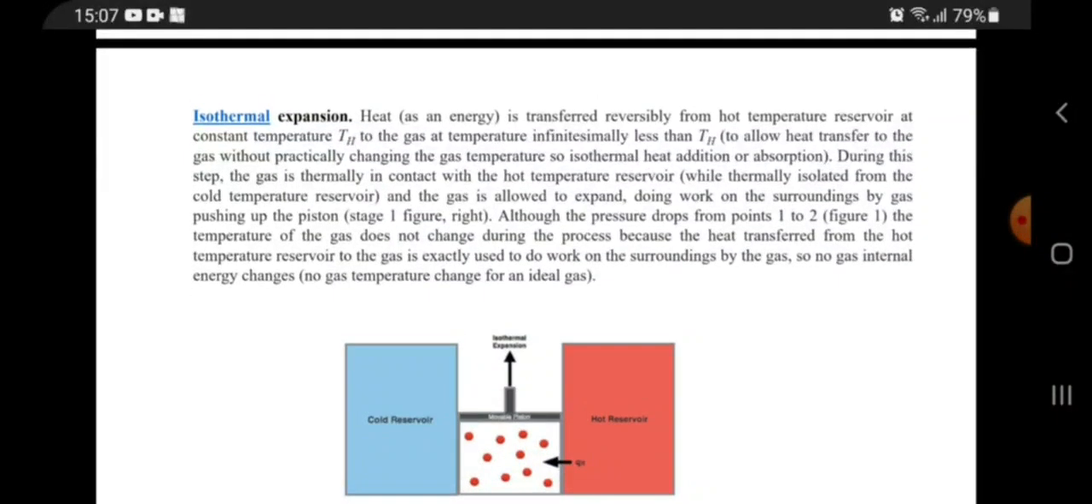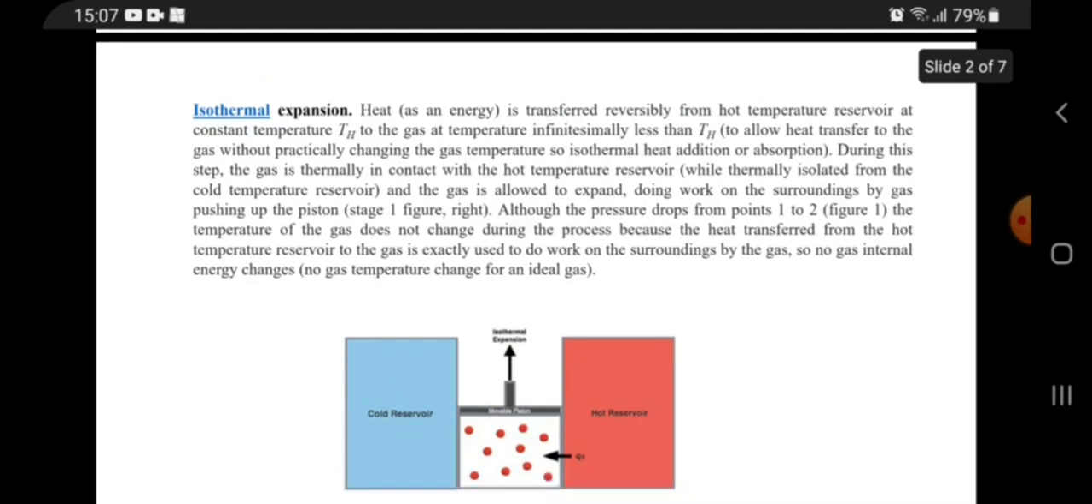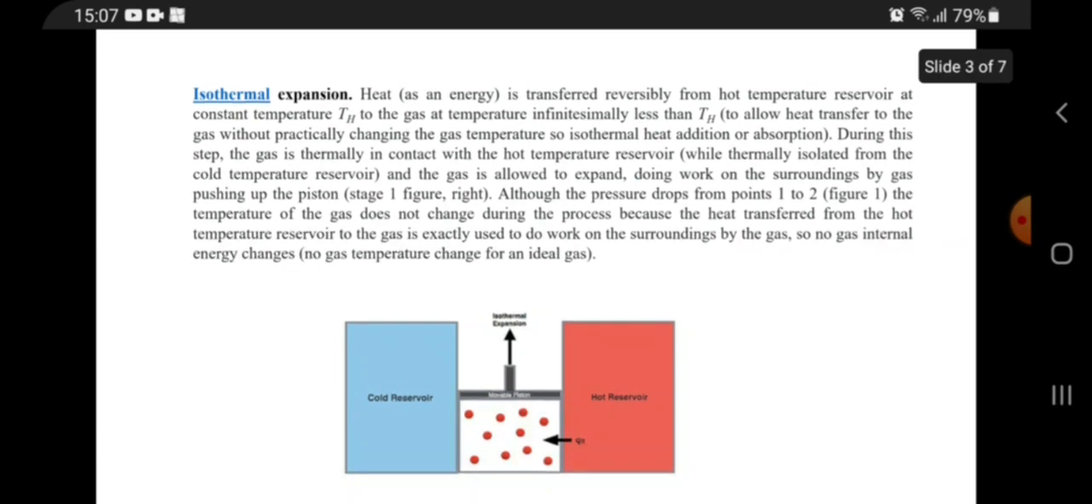Next, we go see about the isothermal expansion. Heat is transferred reversibly from the hot temperature reservoir at constant temperature to the gas at a temperature less than TH, to allow heat transfer to the gas without practically changing the gas's temperature. So this is the isothermal addition of heat.